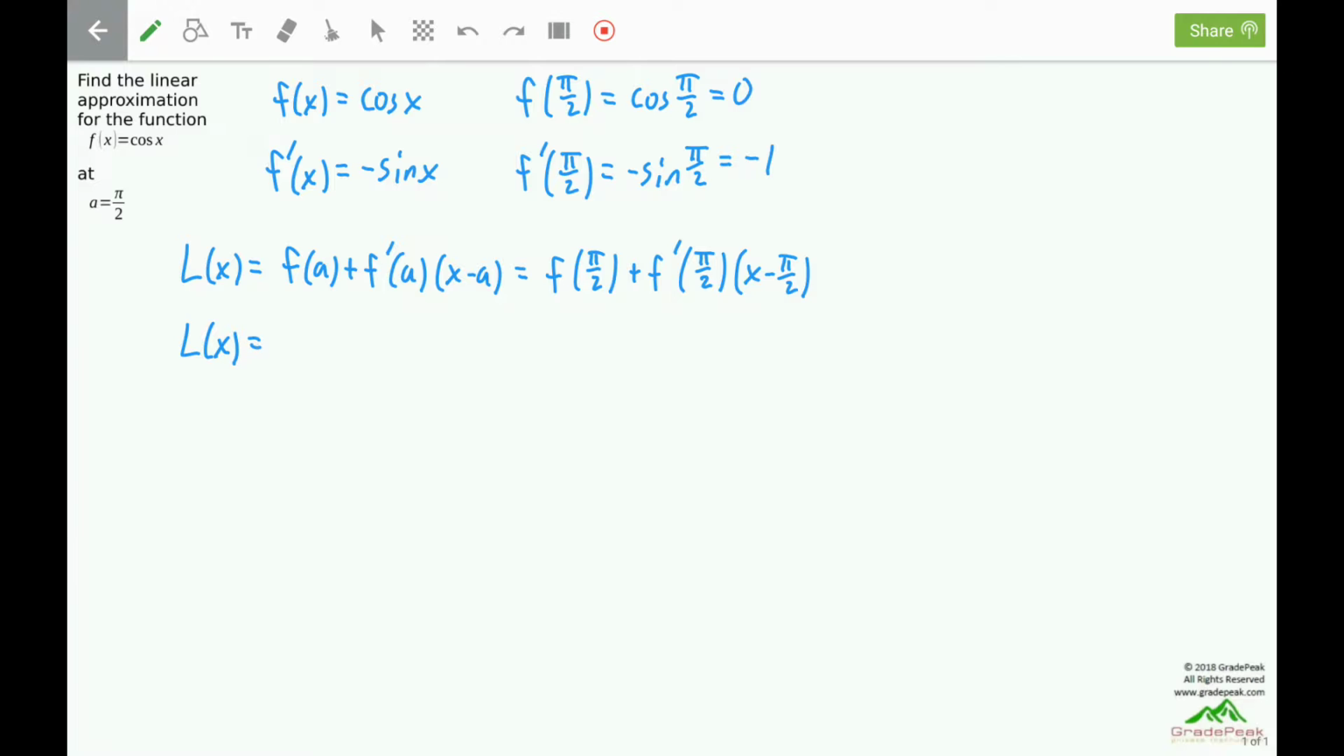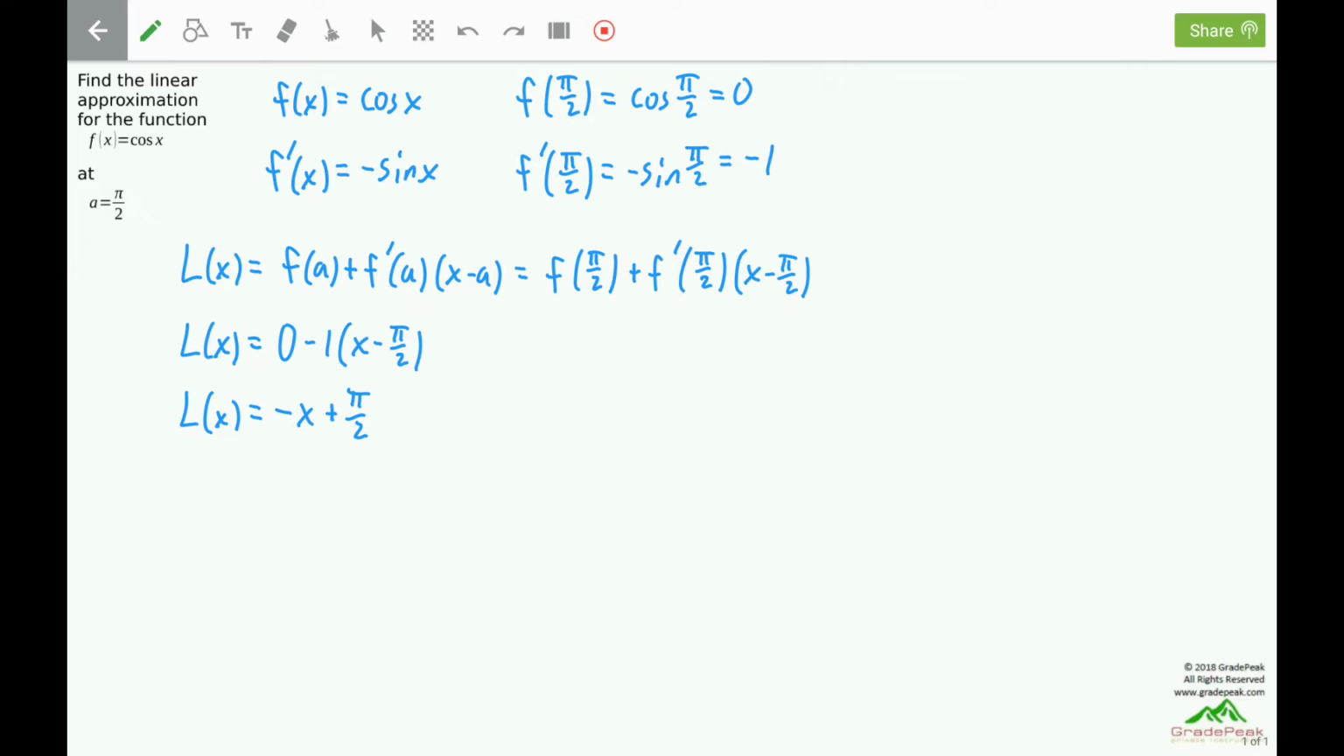So the linearization or linear approximation will be f of pi over 2 is a 0, f prime of pi over 2 is a negative 1, times the x minus pi over 2. This can be simplified by distributing the negative 1 in through here and combining with the 0, but anything combined with 0 stays the same. So this will just give us minus x plus pi over 2. And there's our linear approximation for that function.